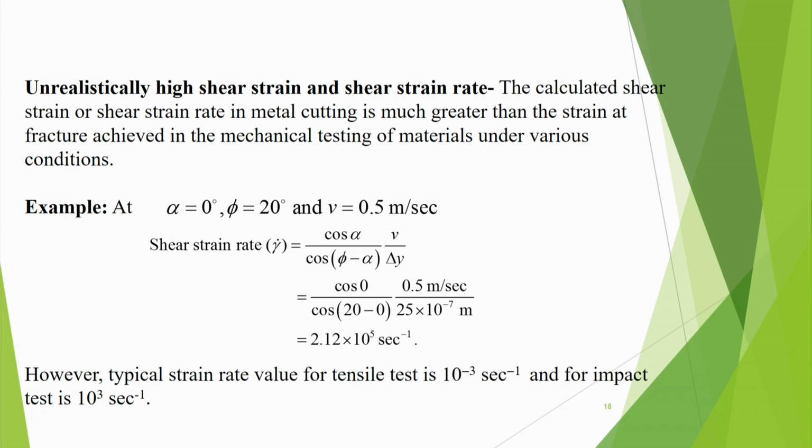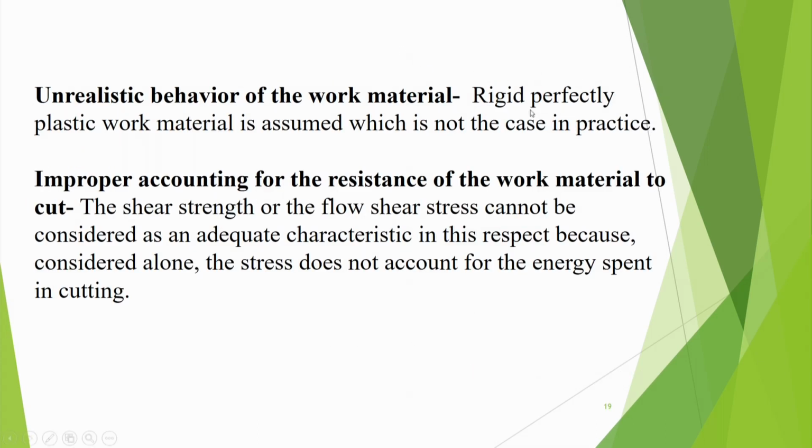Then shear strain rate is cos alpha V divided by cos of phi minus alpha into delta y. Putting these values, rake angle alpha is 0, and delta y I have put as 25 into 10 to the power minus 7 meter, then I am getting 2.12 into 10 to the power 5 per second. However, typical strain rate values for a tensile test are 10 to the power minus 3 per second, and for an impact test it is 10 to the power 3 per second. So, these values are much higher, and an unrealistic behavior of the work material.